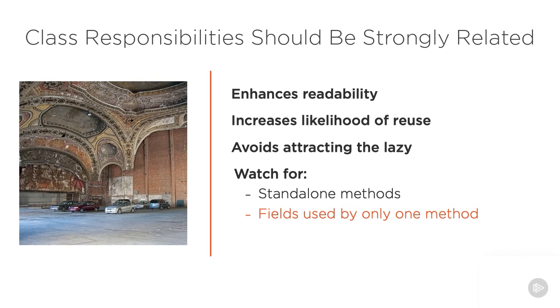In a similar way, watch out for fields that are only used by one method. Fields should be used by many methods in the class, and if they're not, consider if the field or set of fields is a sign that the related functionality should be extracted to a separate class. Source control can also help tell the tale of classes that are doing too much. If you see a class that receives many more commits than average, it's likely a candidate for refactoring to separate classes with higher cohesion.